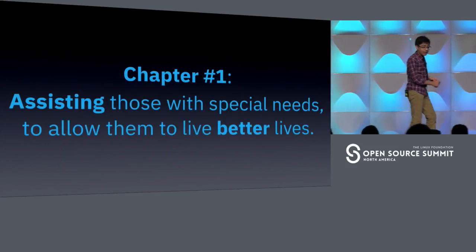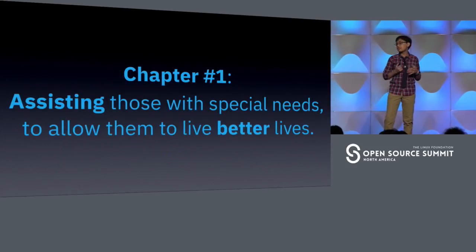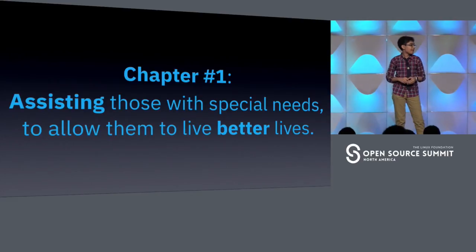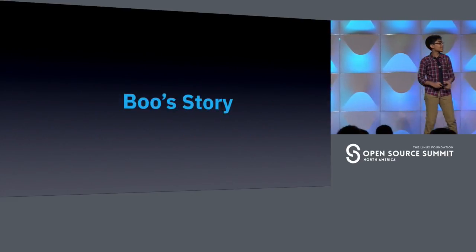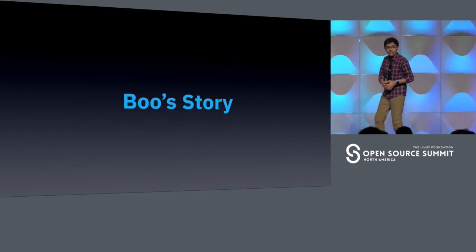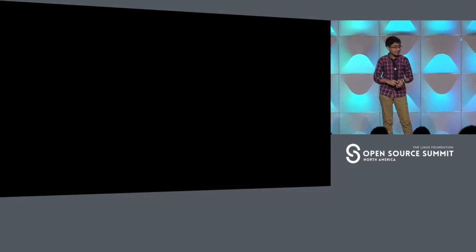The first chapter in this Cognitive Story is all about assisting those with special needs to allow them to live better, easier, and really fuller lives. And I'd now like to play a quick video clip describing Boo's story, the original person that we're trying to help with the Cognitive Story, and in fact, the origin of the Cognitive Story itself.